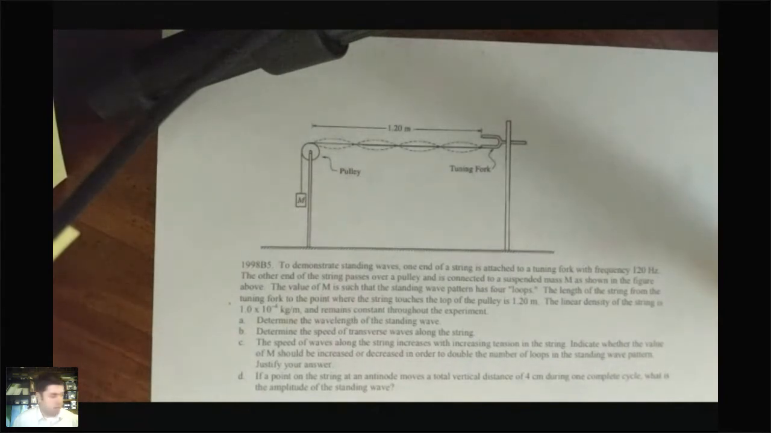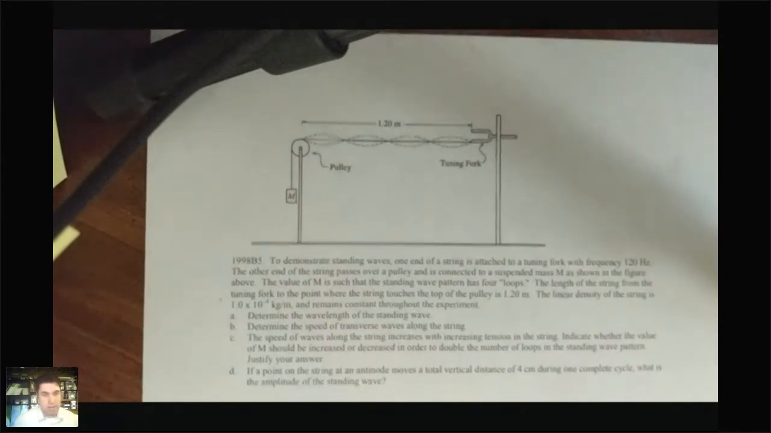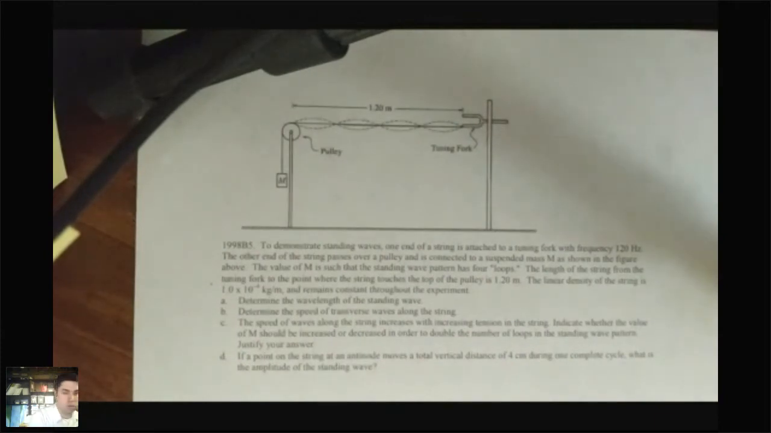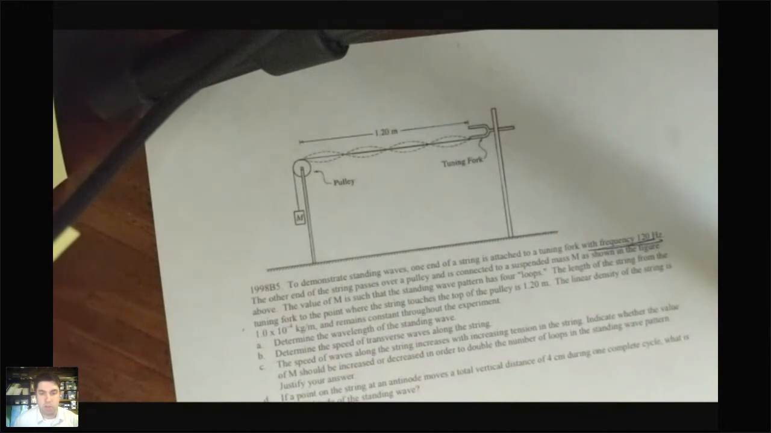All right, so this question is fairly old. This came out of an AP workbook, 1998, and I don't know how I got this, but this is a really old AP exam. So to demonstrate standing waves, ignore what standing waves are right now. That's not important. We'll get to that next week. One end of a string is attached to a tuning fork with a frequency of 120 hertz. So we know we have a frequency of 120 hertz for this wave. The other end of the string passes over a pulley and is connected to a suspended mass M, as shown in the figure above.